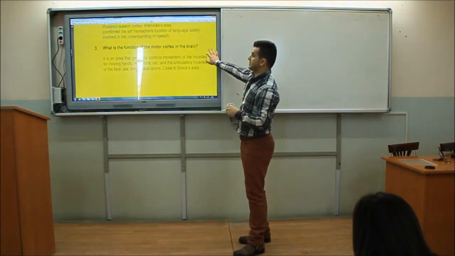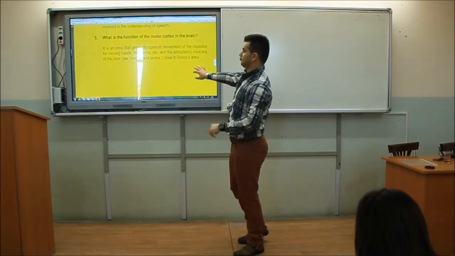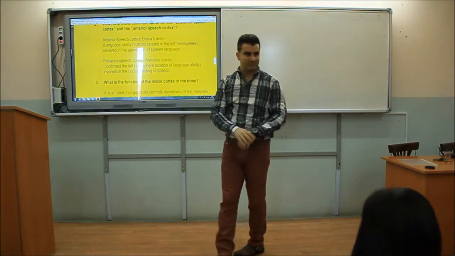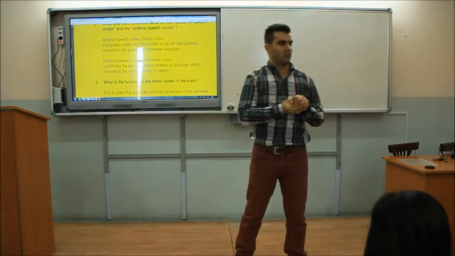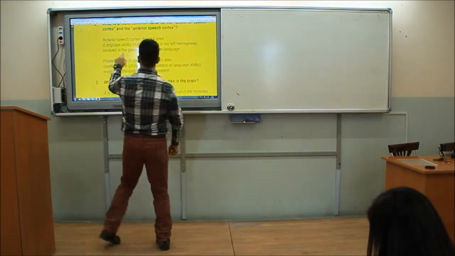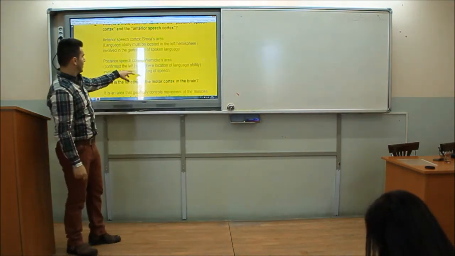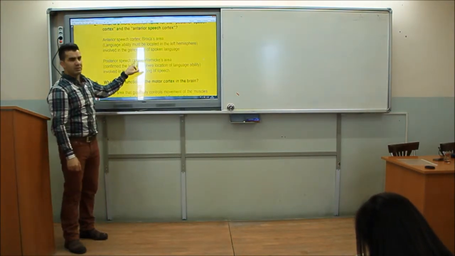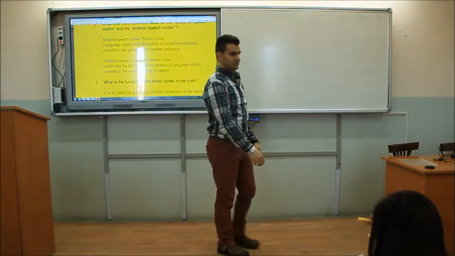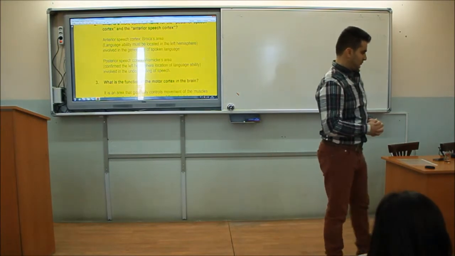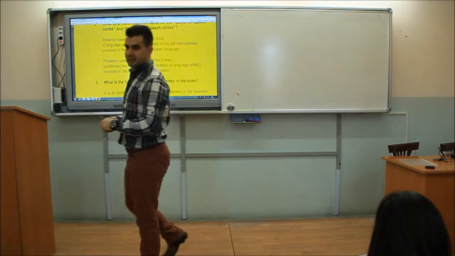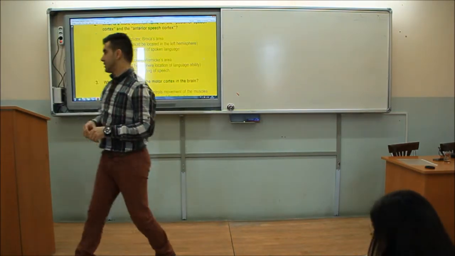Sir? Yes. In the second notation, do they also have to write their functions? If they write the name of this context, like Broca's area, Wernicke's area, and a small detail, that is half. Are we done? Let's move to the other question.